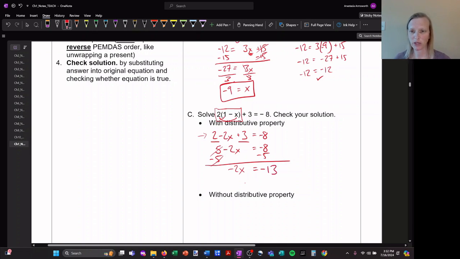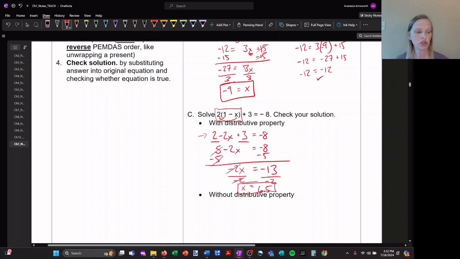And now I'm going to get x by itself by dividing both sides, not just by 2, but by negative 2. I need to get rid of the negative sign as well as the 2, and negative 2 is what's multiplying the x. After I carry out that operation, I get that x equals positive 6.5 as my answer.